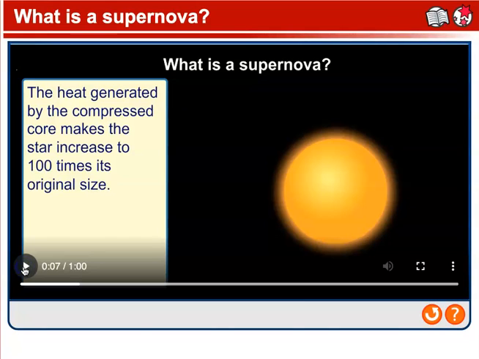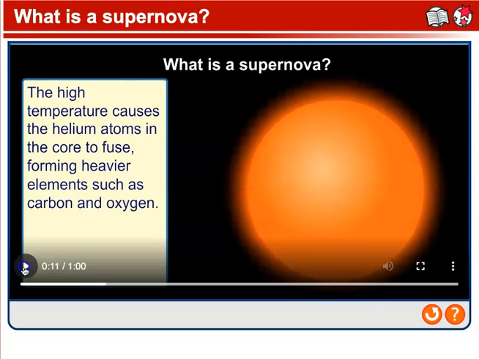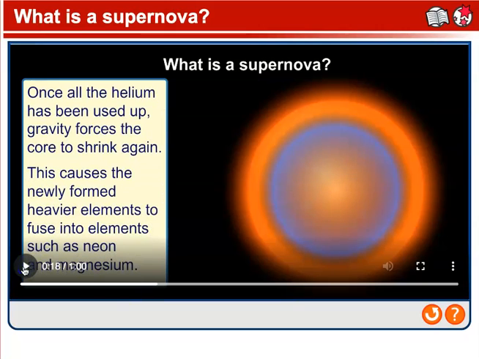The heat generated by the compressed core makes the star increase to 100 times its original size. The high temperature causes the helium atoms in the core to fuse, forming heavier elements such as carbon and oxygen. Once all the helium has been used up, gravity forces the core to shrink again. This causes the newly formed heavier elements to fuse into elements such as neon and magnesium.